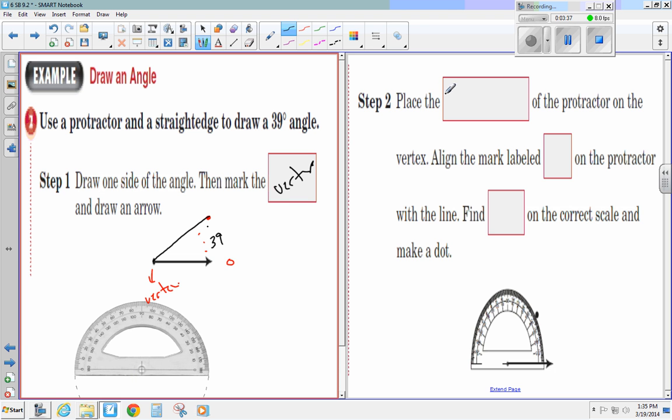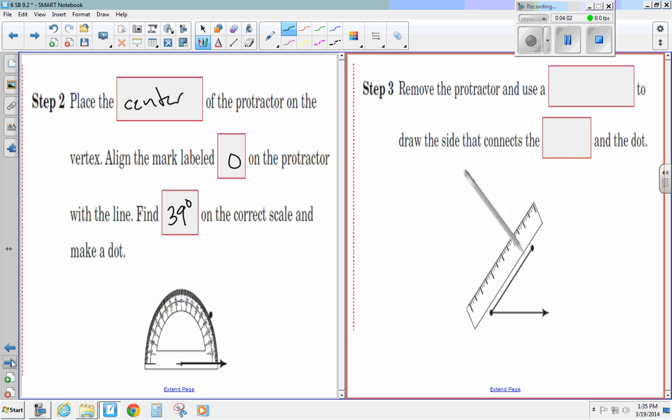Place the center of the protractor on the vertex. Align the mark labeled 0 on the protractor with the line. So I put this to 0. And then find 39 degrees on the correct scale and make a dot. So here is my line, there's my dot. The next step is to remove the protractor and use a ruler or a straight edge to draw the side that connects the vertex and the dot.